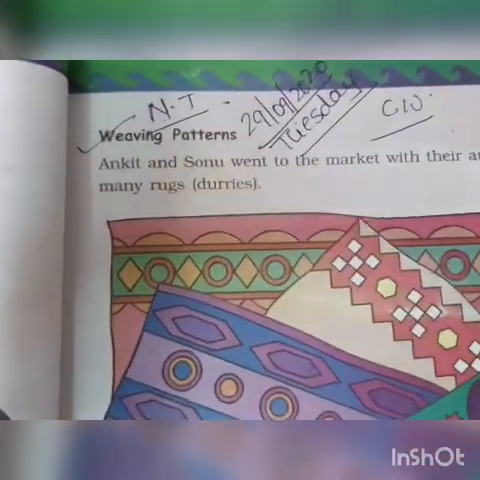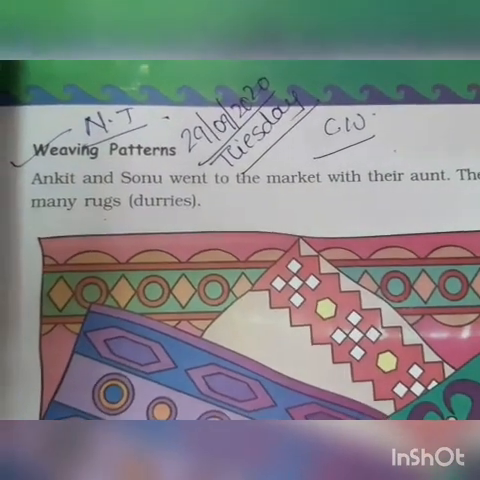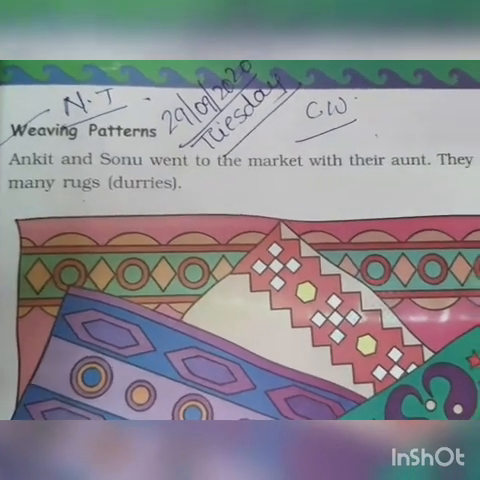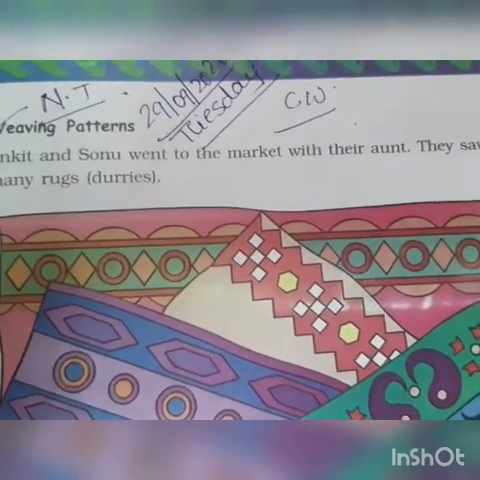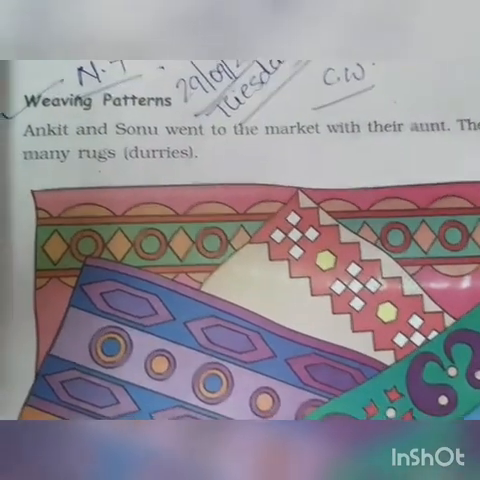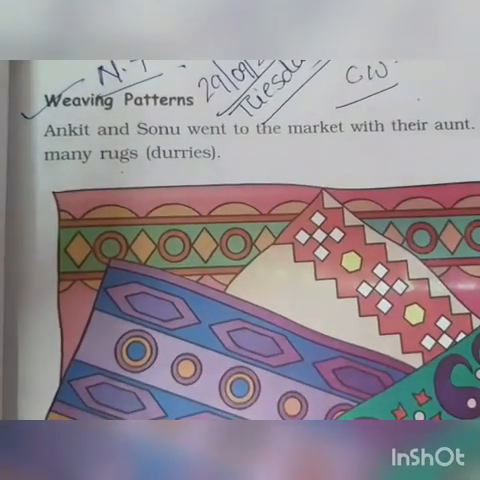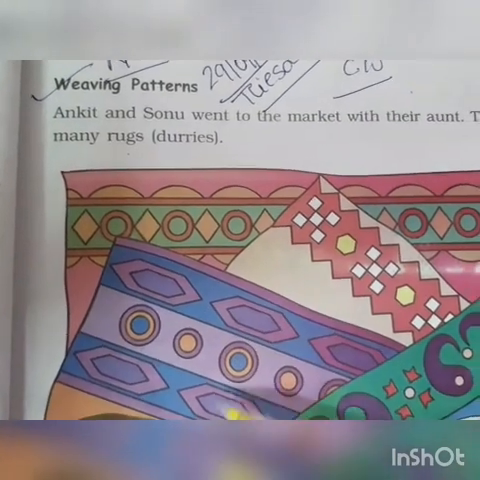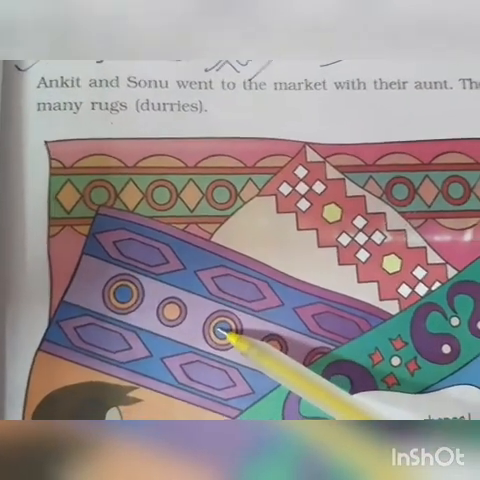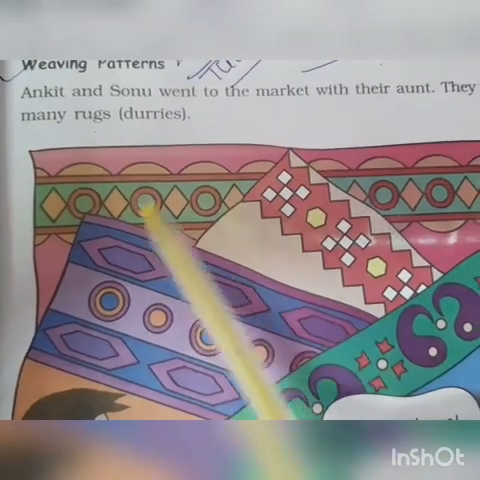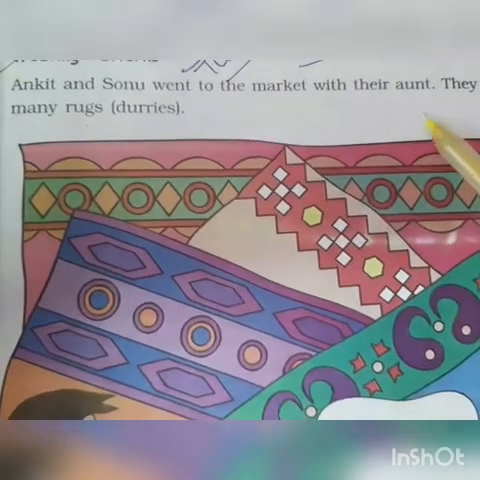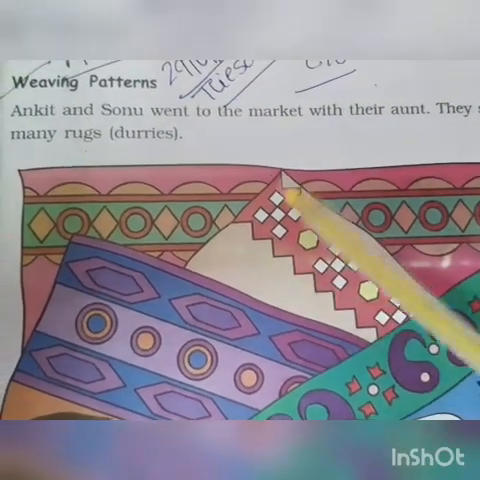Now weaving patterns. As you all know, the clothes that we wear have many different types of patterns. How are those patterns formed? Those patterns are formed by the weaving of different colored threads in a particular manner. When the weaver weaves or arranges the thread in a particular manner, a pattern develops. So here you can see many different types of patterns, like this is a paisley, this is a hexagonal, this is a circle, and in between there's another circle. You can see this is a diamond shape, semicircle shape, straight lines, zigzag patterns, small squares. So different types of patterns are there.